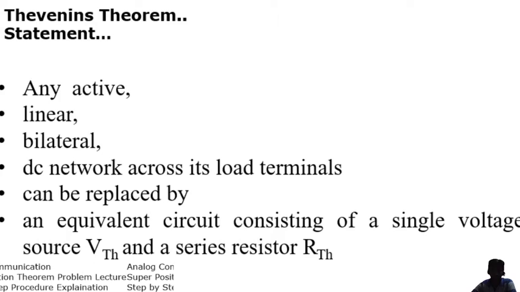In a circuit having so many components and also so many independent sources, those independent sources and resistors can be replaced with an equivalent circuit that consists of a single voltage source and a series resistor. This can be easily understood by explaining the problems of Thevenin theorem. Let us start the Thevenin theorem problem.